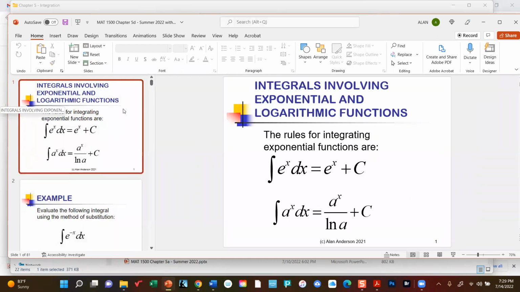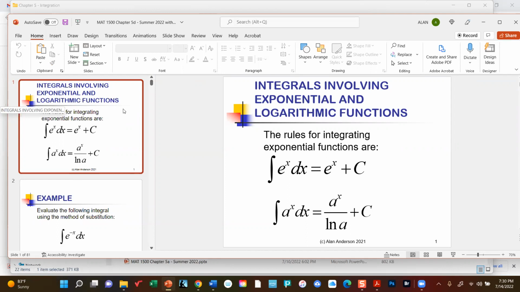Anyway, so like I was saying, here we're going to be using the method of substitution, but we're going to try different types of cases, and they won't always just be straight ahead polynomials. In particular, we're going to go back and revisit our exponential functions and our logarithmic functions. So the rule for e to the x is very simple. It's e to the x plus c. That's all there is to it.